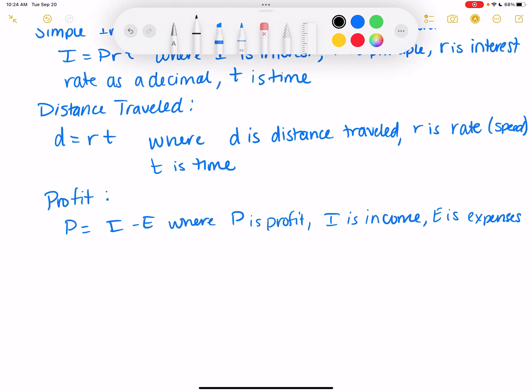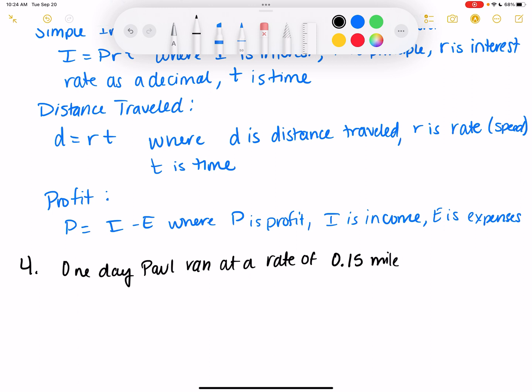So I'm going to try to write this relatively quick. This is the problem that's in your book, so if you don't want to write it, don't feel like you have to. But I'm just going to write it out so we can underline stuff. So number 4 says, one day, Paul ran at a rate of 0.15 miles per minute for 40 minutes.